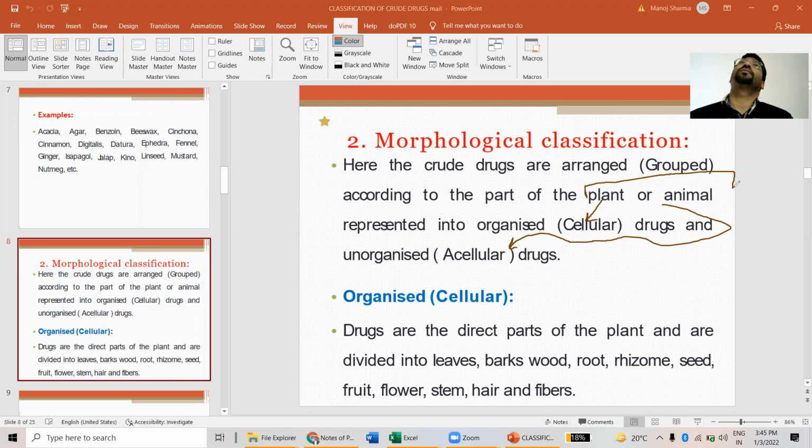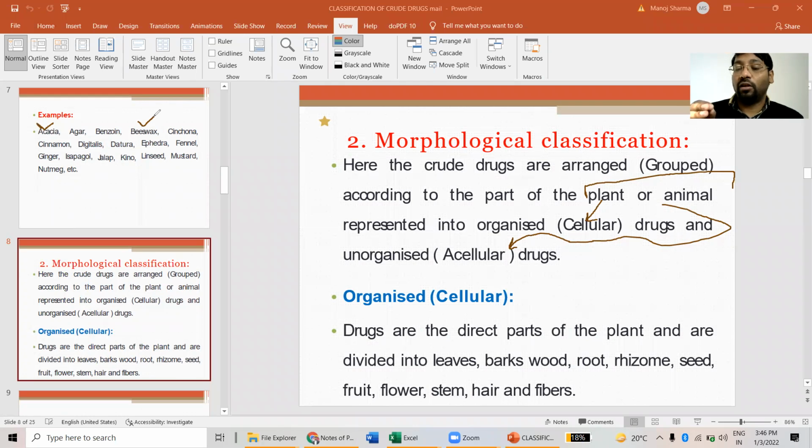If I talk about latex, that is opium latex, the morphine which we obtain from the opium plant, that is basically the secretion from that plant. Morphine is a very common narcotic drug. Acacia, the example given over here as well, is actually a secretion from the plant. Acacia gum. Beeswax, again, is a product from animals.